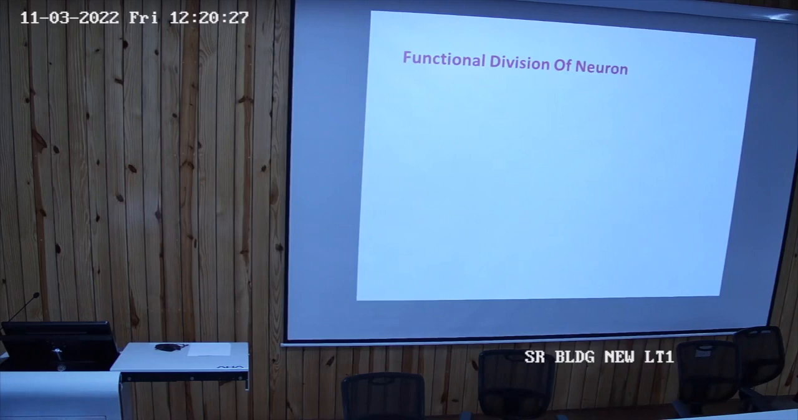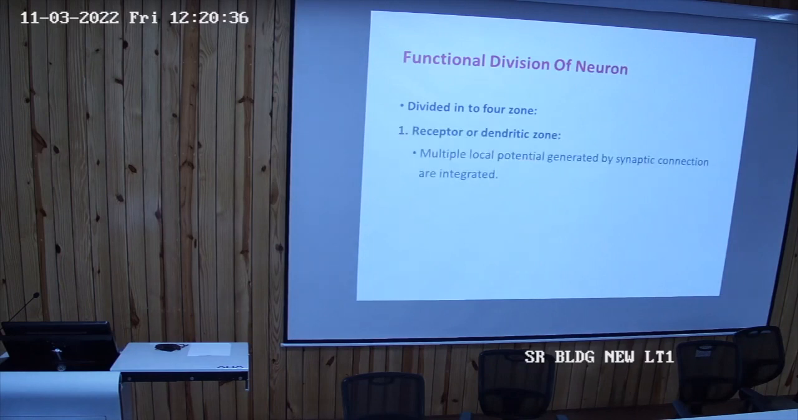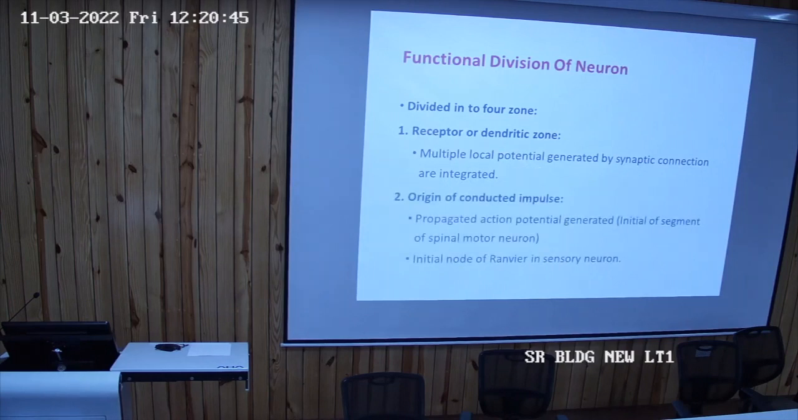So you can divide the neurons depending upon the function. That is called the functional division. So 4 zones में divide कर सकते हैं. Receptor zone, functions of the neurons, dendritic zone का क्या काम होगा? Multiple local potential is generated. Okay, and it is the receptive zone. Information को catch करता है, and it is also origin of the conducted impulses, the propagated action potential.